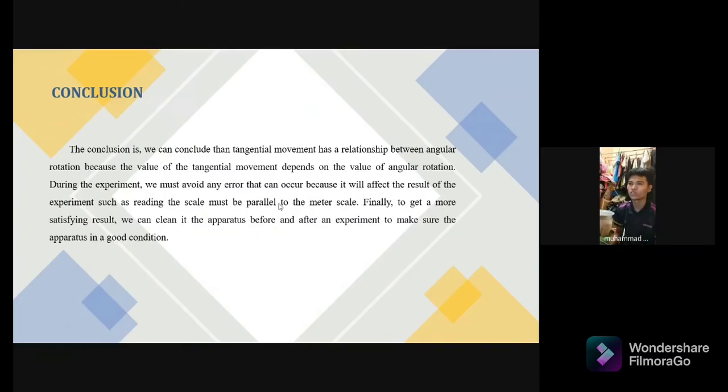For the conclusion of the experiment, we can conclude that tangential movement has a relationship with angular rotation because the value of the tangential movement depends on the value of angular rotation. During the experiment, we must avoid any error that can occur because it will affect the result, such as reading the scale must be parallel to the meter scale. Finally, to get a more satisfying result, we can clean the apparatus before and after an experiment to make sure that the apparatus is in good condition. That's all for my presentation. Thank you.